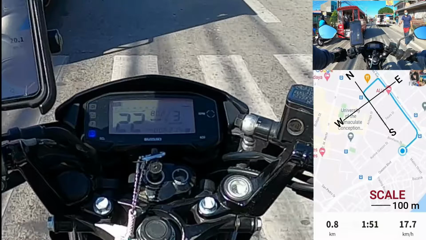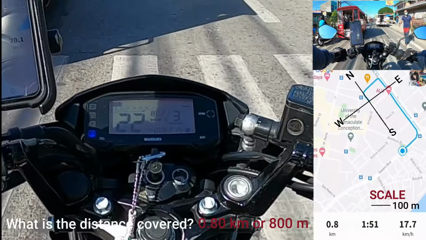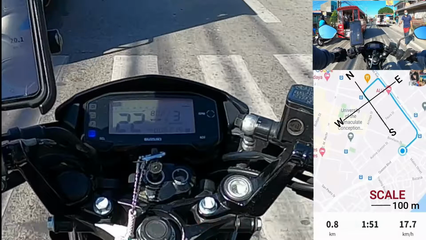Let us pause here to elaborate the concepts. What is the distance covered? That's the total path taken, which is this time 0.8 kilometers or 800 meters. Remember, we use two significant figures. That is two, so the zero there is significant. That is our estimate. How about the displacement?